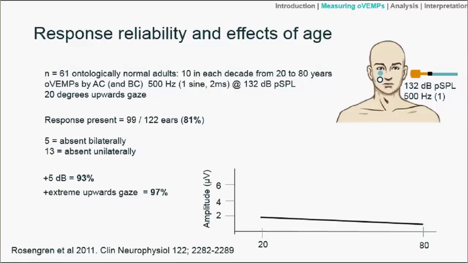A handful of patients, they couldn't detect a VEMP except when they increased the sound level by just 5 dB, and also asked their patients to gaze more extremely upwards instead of just moderately upwards. Then more often than not, they could measure a VEMP. So 97% of the time we see here out of those 122 ears.